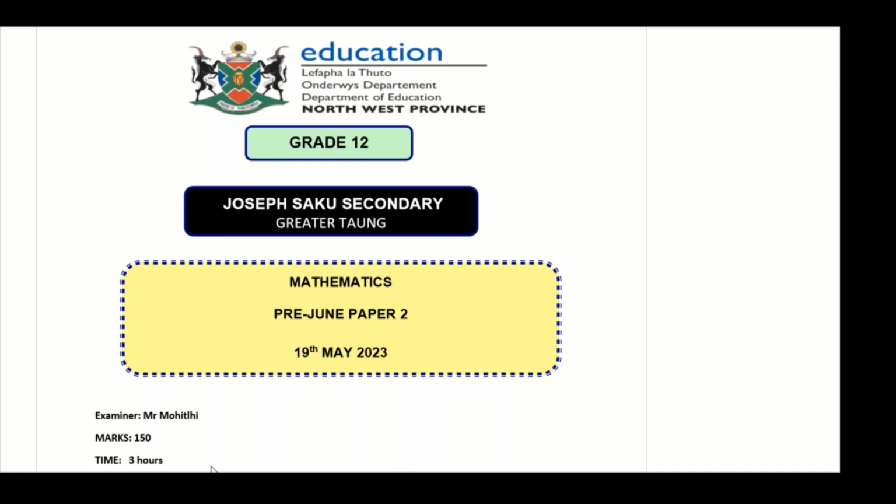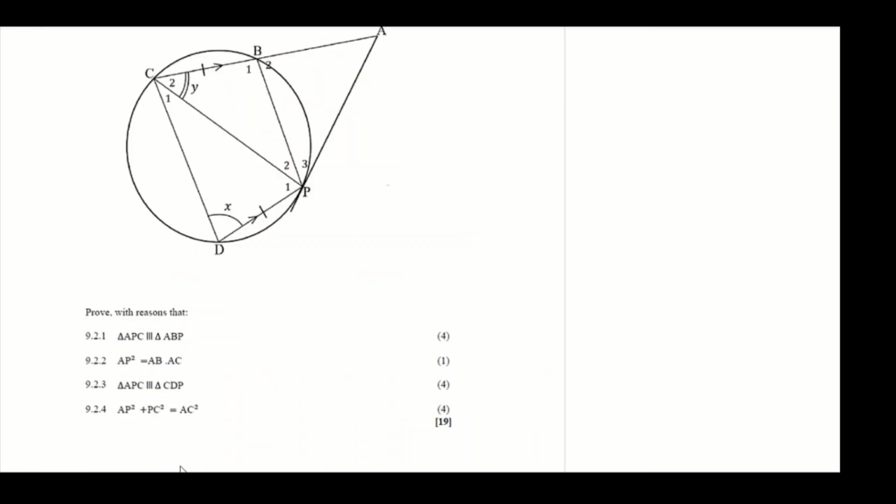Okay guys, as you can see, this is a pre-exam for June 2023. So now we're going to do 9.2.4, which is really interesting. I like this kind of problem. It says that we should prove that AP squared plus PC squared is equal to AC squared. So the whole point is you first need to find the segment here and then find the segment here, and then you'll be able to prove this, right?